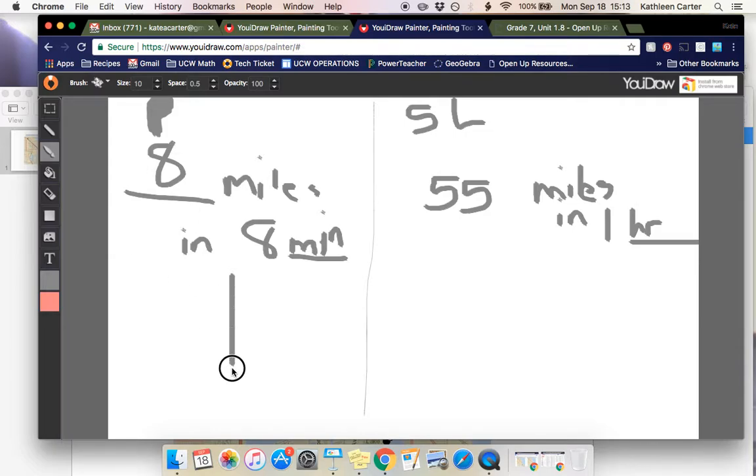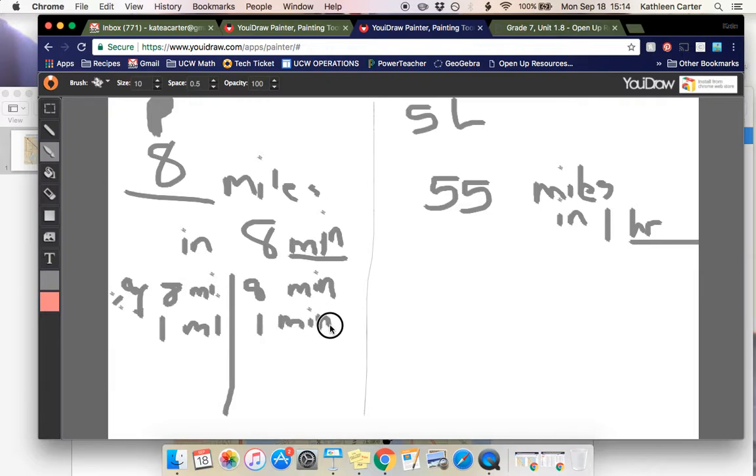So people did a few things with this. They looked at the 8 miles in 8 minutes, and some people looked at what that means for 1 minute. They said, well, if he can do 8 miles in 8 minutes, that means if we divide both, we kind of cut this scale down by 8, he's going to be able to go 1 mile per 1 minute. You can go 1 mile in 1 minute. Well, that means he could go 55 miles in 55 minutes, or 60 miles in 60 minutes.